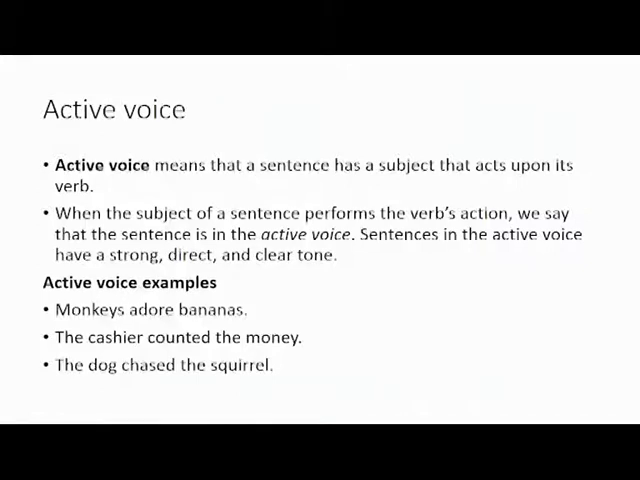Okay, let's move on to active and passive voice. Active voice means that the sentence has a subject that acts upon its verb. When the subject of a sentence performs the verb's action, we say that the sentence is in the active voice. Sentences in the active voice have a strong, direct, and clear tone. And then here are some examples, such as: monkeys adore bananas. The cashier counted the money. The dog chased the squirrel. In this sentence, we have a subject that acts upon its verb.